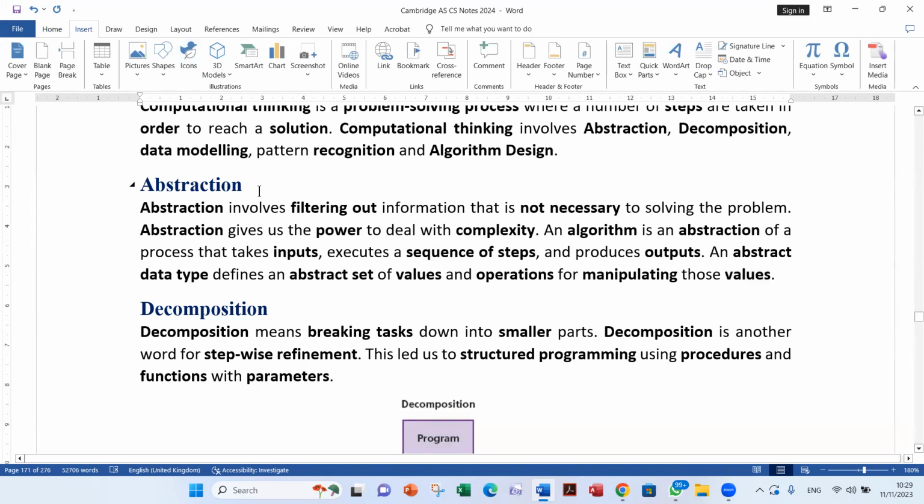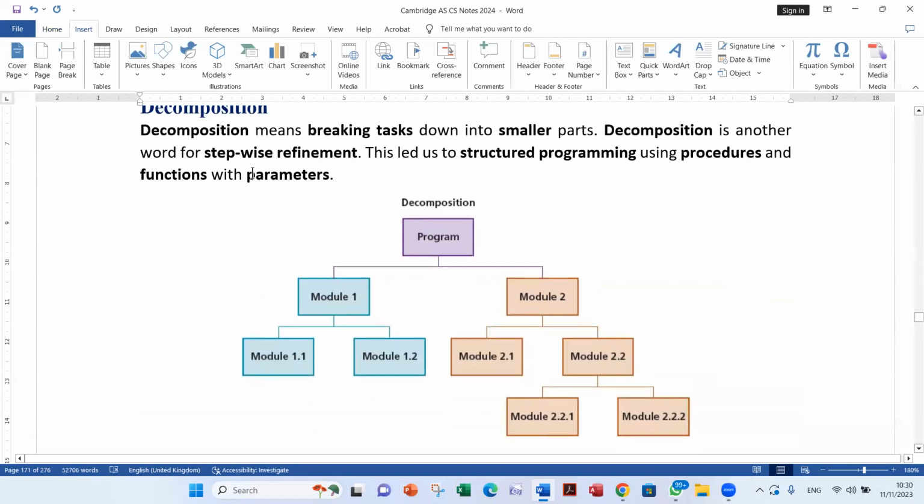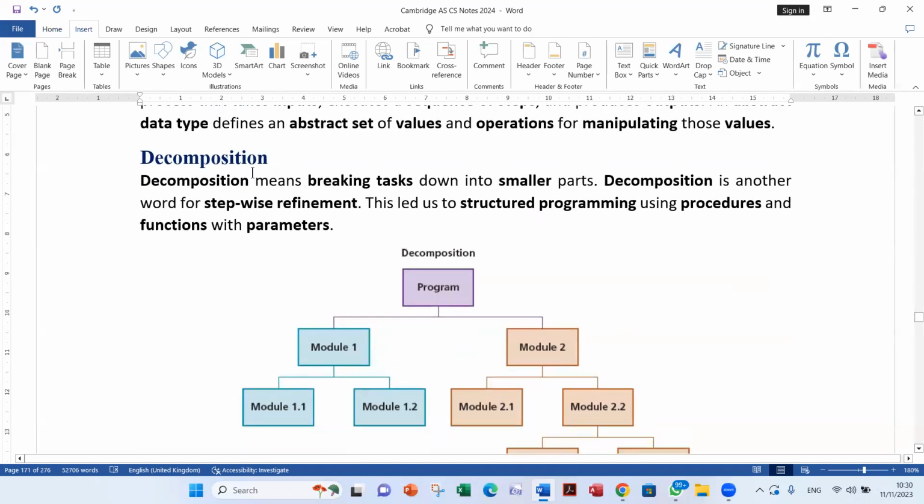Abstraction means filtering out unnecessary information so you can focus on necessary information. You don't want your task to become very complex. That is the concept of abstraction. Next, the concept of decomposition. This has been explicitly explained in the O level. Please go and listen to chapter 7 in the O level. You will find this in much more detail. Here I will say it briefly.